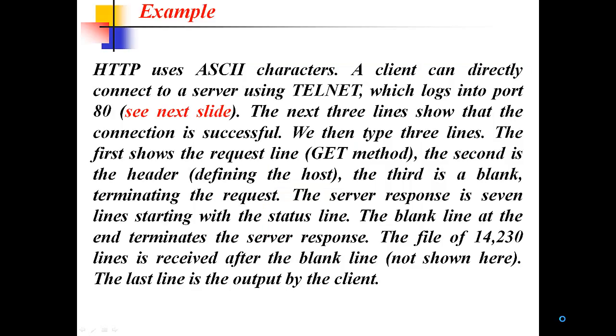So here's another example. HTTP uses ASCII characters. A client can directly connect to a server using Telnet, which logs onto port 80. The next 3 lines show that the connection is successful. You can then type 3 lines. The first line shows the request line, the second is the header, the third is a blank. The server response is 7 lines starting with the status line. The blank line at the end terminates the server response. The file of 14,230 lines is received after the blank line.